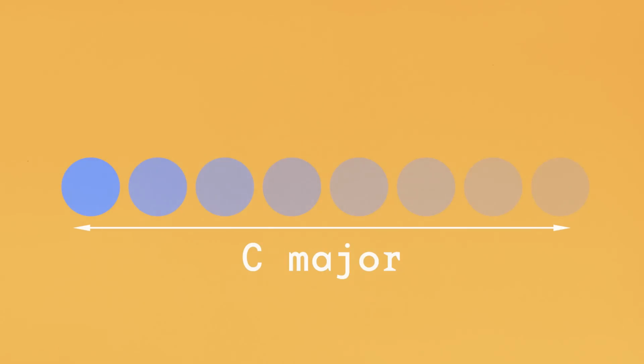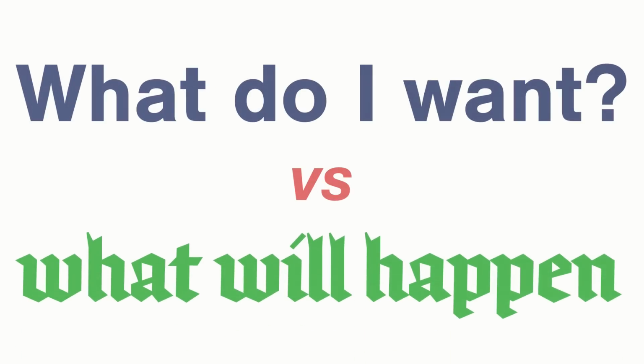Listen to this. That is a C major scale, and I bet you imagined each subsequent note of that scale before you actually heard it. A large part of how music works is based upon expectation. What do I want to happen next versus what will happen next?